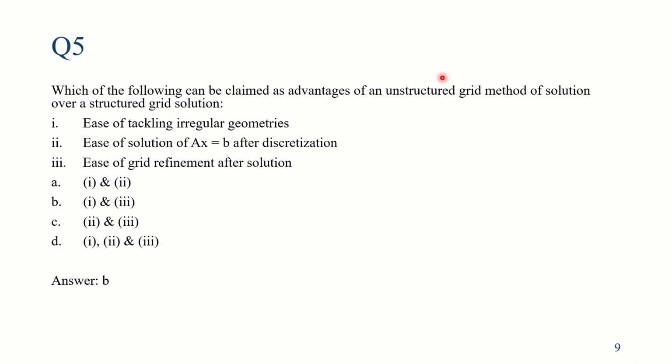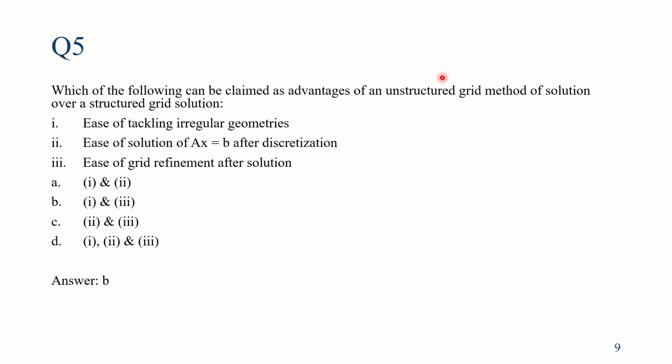So when we are dealing with irregular geometries, it is not always possible to go with structured grid. If the structured grid is there, we can get a solution easily after discretization. So that is the advantage of structured grid. But we cannot always generate structured grid. That is a major disadvantage of structured grid. So in that case, we go for unstructured grids.